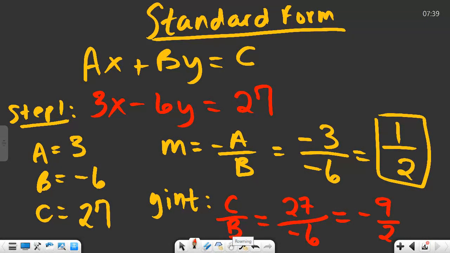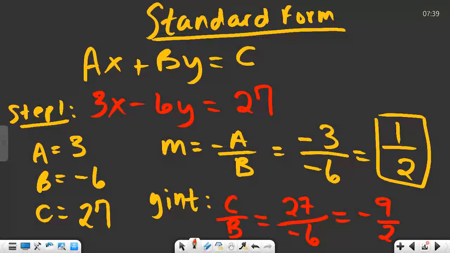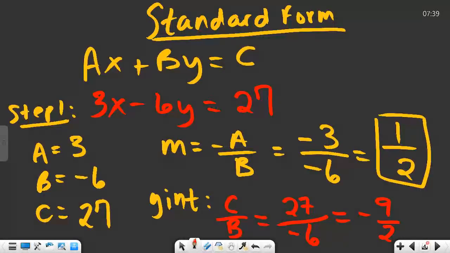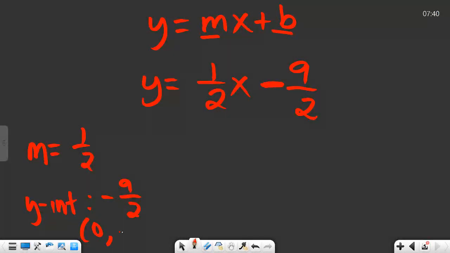So now that I have my slope and my y-intercept, I'm going to write it into the equation y equals mx plus b, because this one has the slope and the y-intercept. So my slope was 1/2, so I'm going to put 1/2 x. And my y-intercept turned out to be -9 over 2. Now that I have that, I can already say that my slope is 1/2. My y-intercept is 0, -9 over 2.